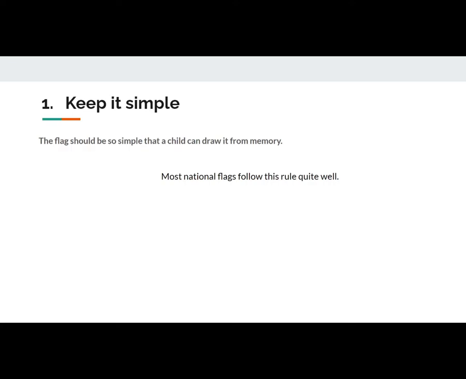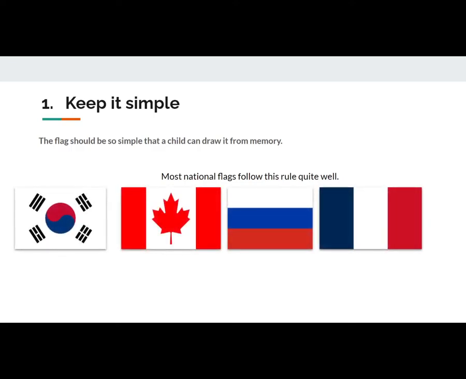Rule number 1, keep it simple. The flag should be simple enough that a child can draw it from memory. National flags follow this rule very well. We have Korea here. We have a very identifiable and simple design in that it's not too complicated and you can draw it from memory. People might get confused on which one is which of the 4 trigrams, but people can remember that you have the red and the blue and the yin yang.